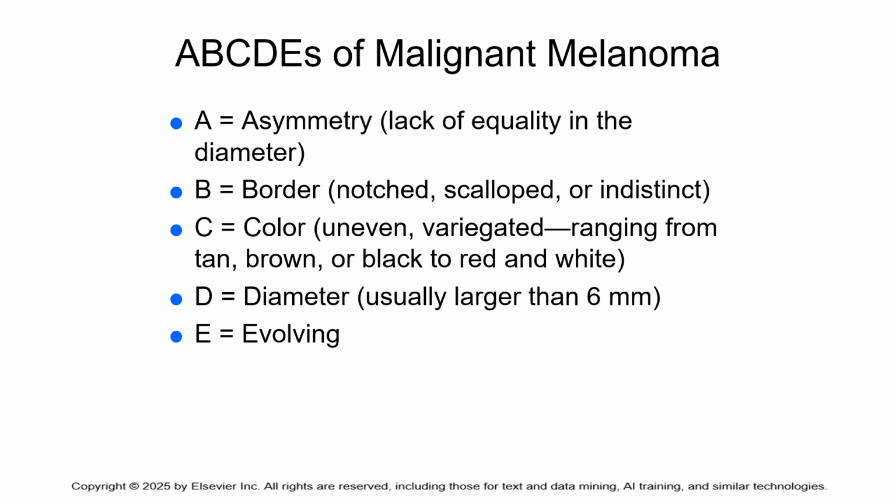It's uneven. It's not one color. It's generally a shade between tan, brown, black, or red, or white. And it's going to be various points of shade of that color in it, or at least two or three of those. D is diameter, usually larger than 6 millimeters, and E is evolving.